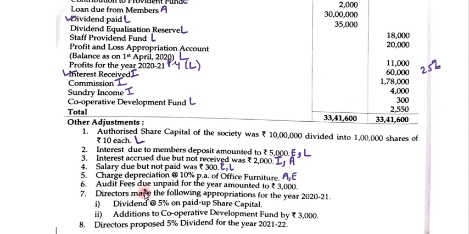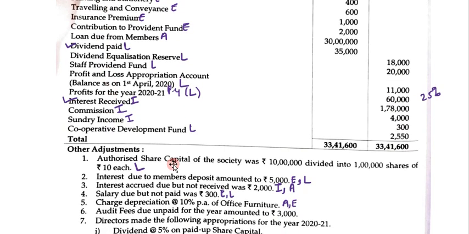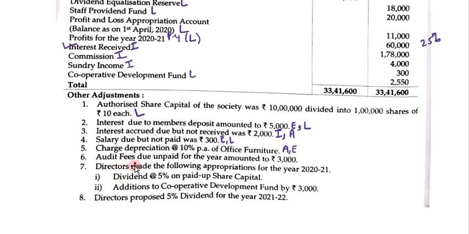Next is audit fees due unpaid for the year amounting to rupees 3,000. Now in the trial balance we did not get any audit fees, but in the adjustments they have given audit fees due unpaid. So there will be two effects, one on the expenditure side and the second effect on the liability side. Now, directors propose the following appropriation for the year 2021.